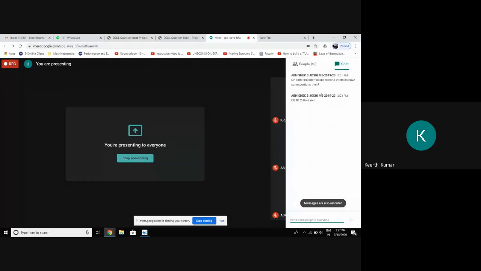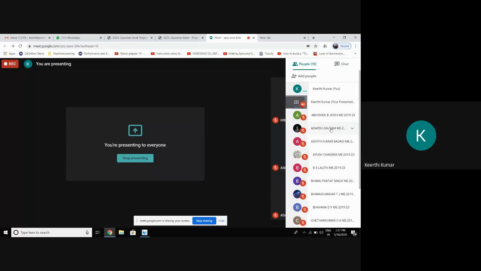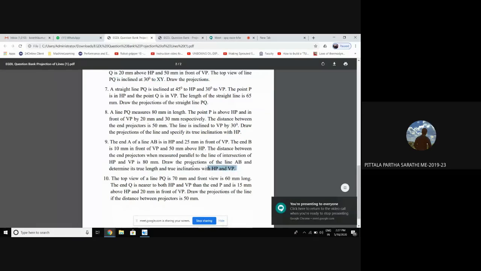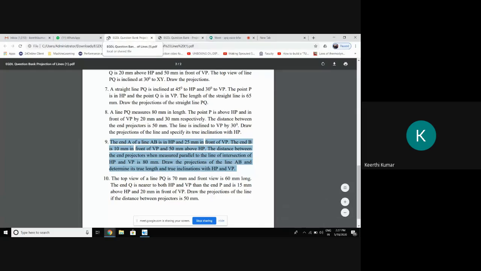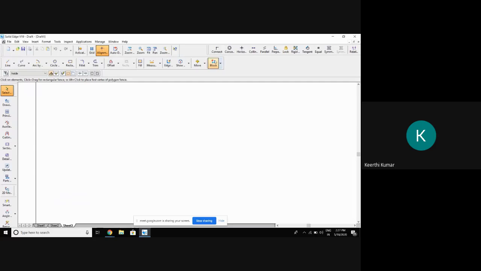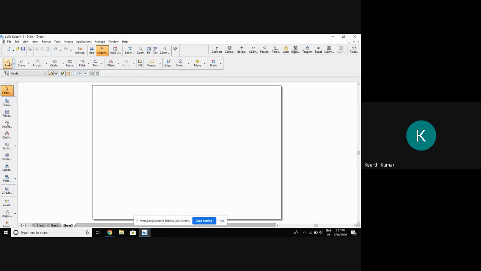Anybody having doubts? Okay, 9th. I'll solve the 9th also, no issue. Check out the 9th problem. Okay, just let me copy the 9th problem. But go for the axis.